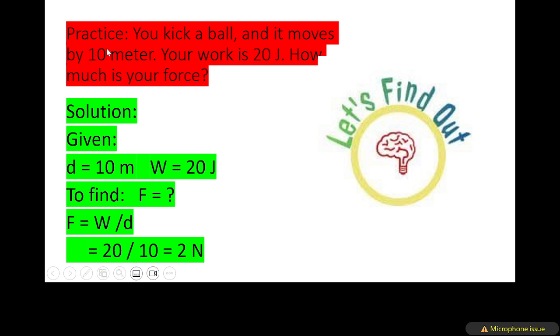Next. You kick a ball and it moves by 10 meter. Your work is 20 joule. How much is your force? This is a different question now, different than the previous ones. Write the given things. D equals 10 meter, W equals 20 joule, which is work. What to find? To find F, force. The force formula will be work divided by D, 20 divided by 10, which is 2 Newton. Don't forget to write the units.